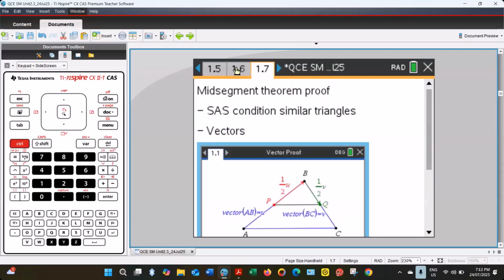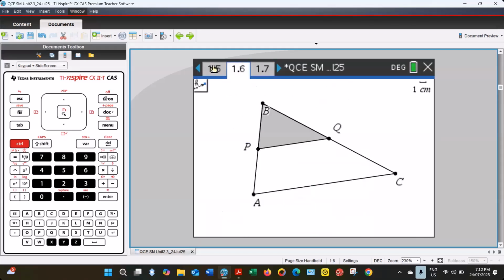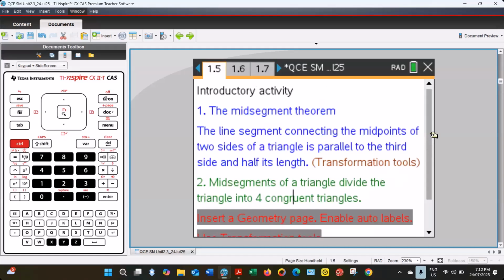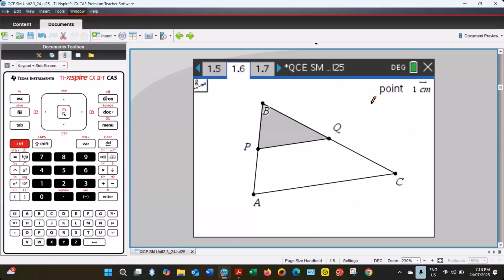Now, there are a number of related theorems involving midsegments, and I'm going to use some of those to highlight the use of some other geometry tools. So the midsegments of a triangle divide the triangle into 4 congruent triangles. So let's see if we can verify that.